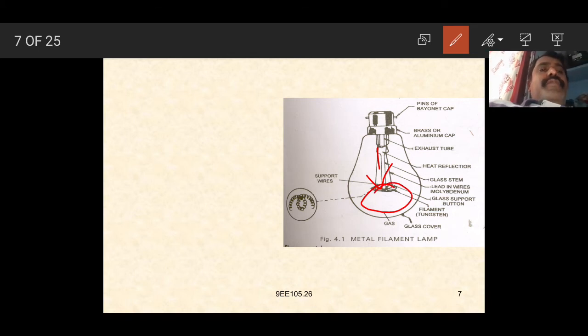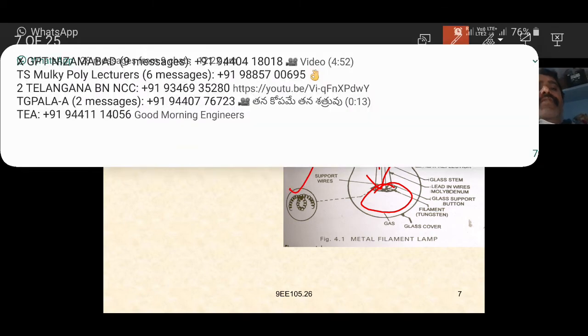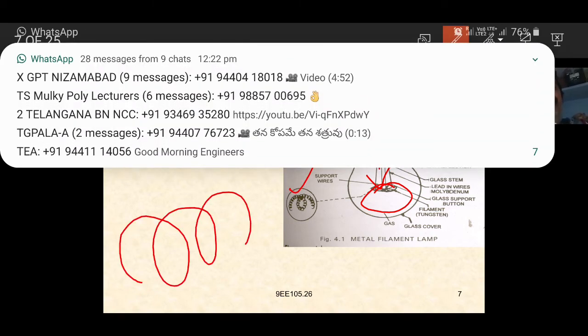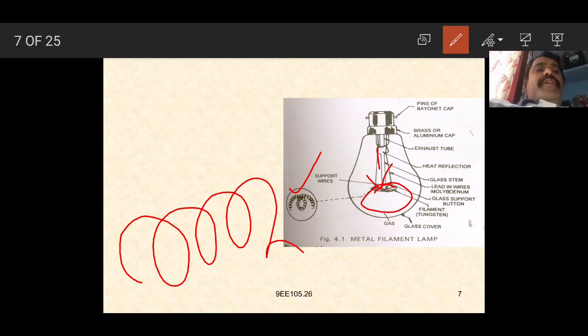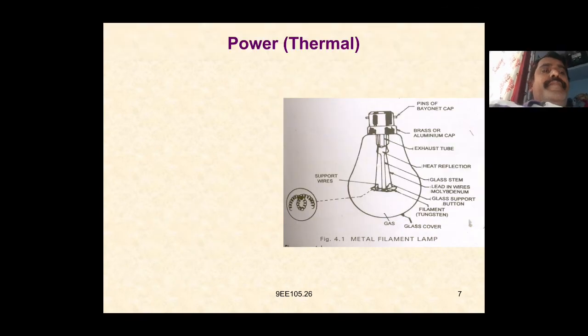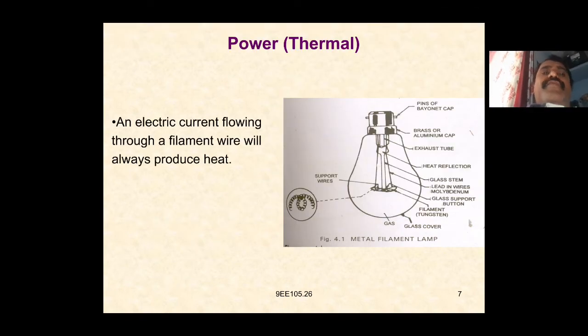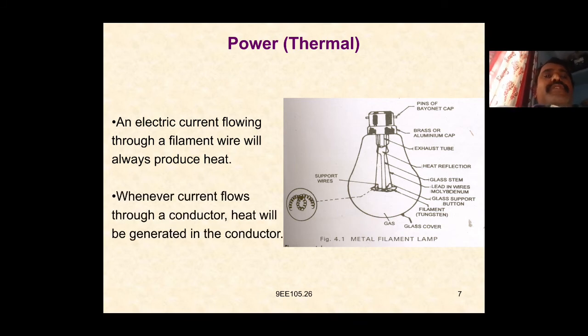The tungsten filament is fixed like this. Once the current enters, due to this filament some light is produced, and the electrical current flowing through the filament wire always produces heat. That is, whenever current flows through a conductor, heat will be generated in the conductor.